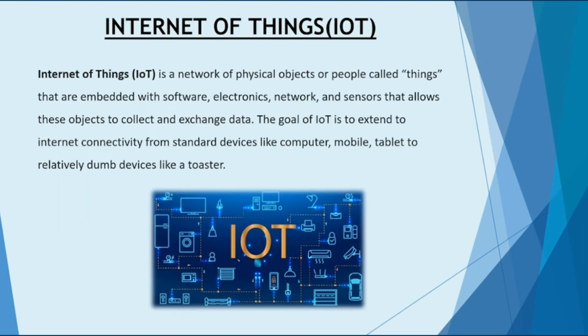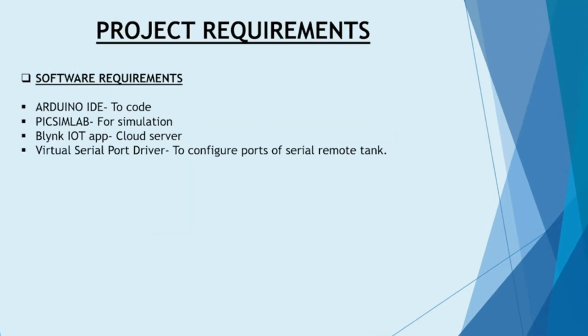Giving you a gist of what our project is based on, it is based on IoT, that is Internet of Things. Internet of Things is a network of physical objects or people called things. The goal of IoT is to extend internet connectivity from a standard device like a computer, mobile, or tablet to relatively dumb devices like a toaster. So what were the project requirements?